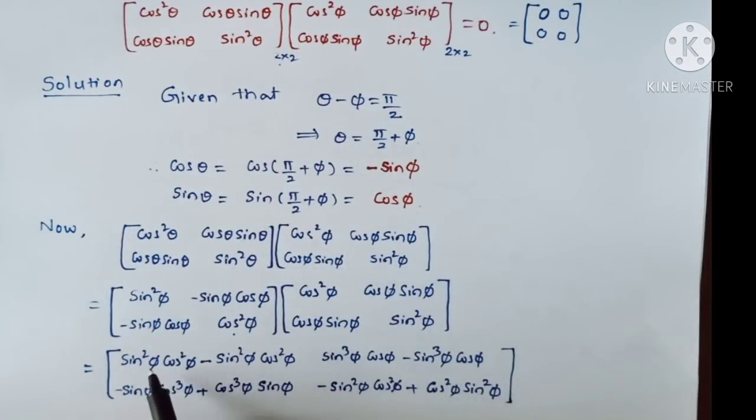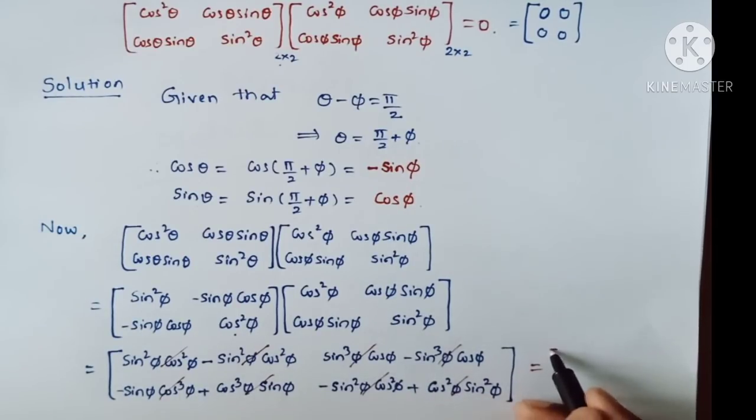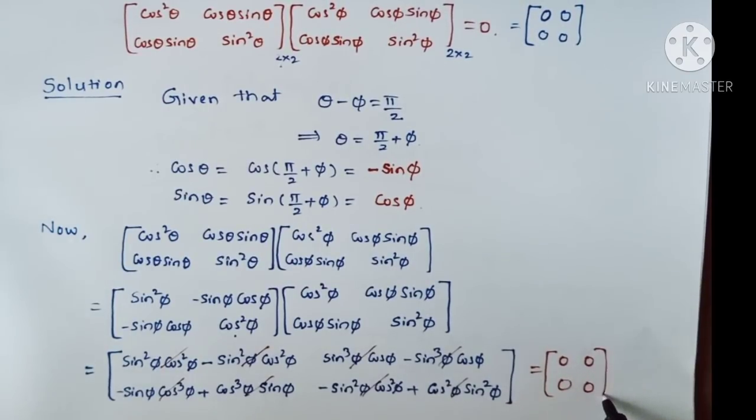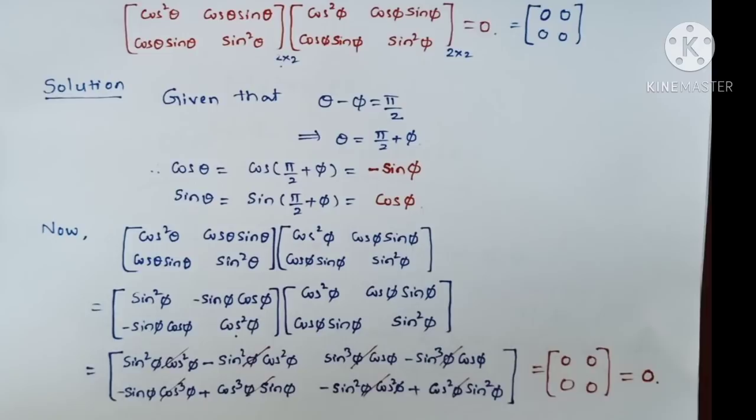So here you can observe, sin square phi cos square phi minus sin square phi cos square phi gets cancelled, and this also gets cancelled. The same applies to the rest, which means this equals 0, 0, 0, 0. So this is a zero matrix of order 2, or simply we can write it as 0. Hence it is proved.